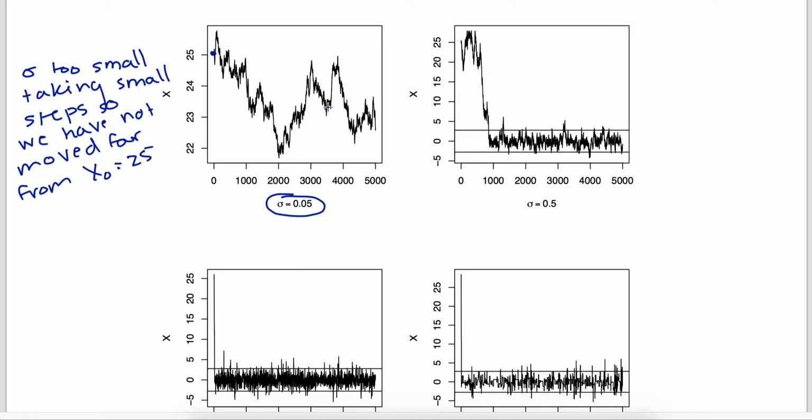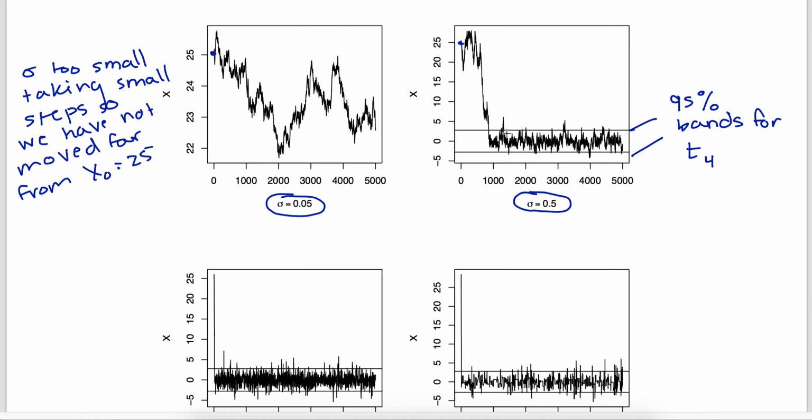Okay, the one next to this was sigma of 0.5. So this is better. Remember, here are our 95% bands for t with degrees of freedom 4. And we can see, starting at 25, we take little steps, but they're not so tiny that by around 1,000, we've actually gotten to generate samples from that stationary distribution.